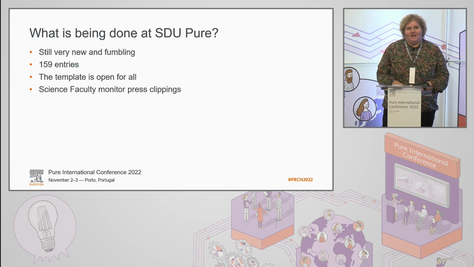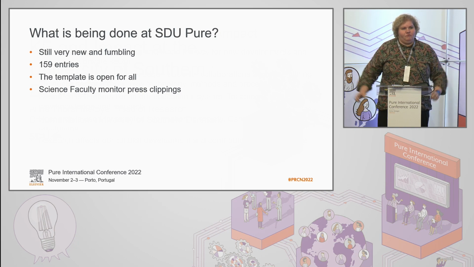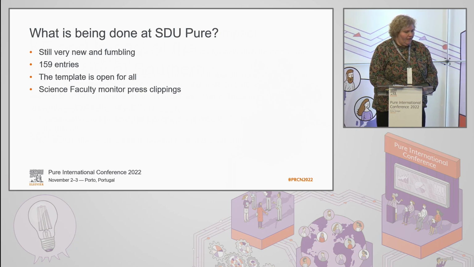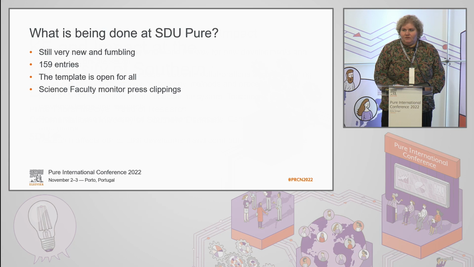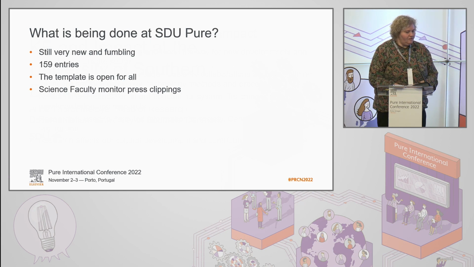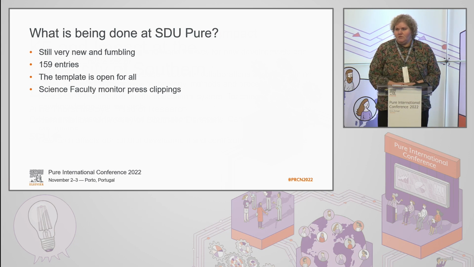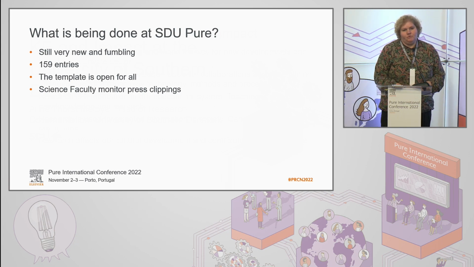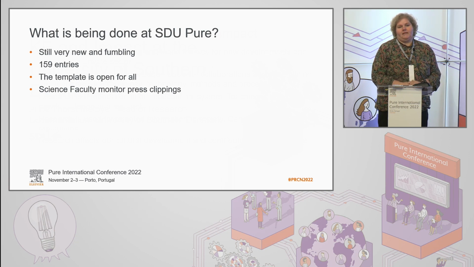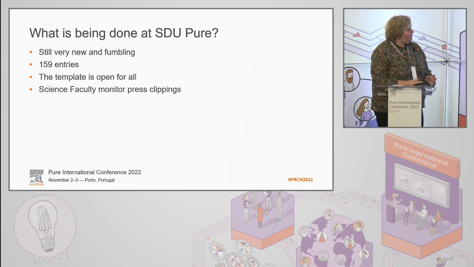We have 160 entries, and I looked over them, and they vary in every direction. Anybody can go in and create an entry. But mainly it's research support officers, and it's mainly from our science faculty, where there's a person sitting there every morning, monitoring their press clippings, and saying, I think this is impact, and then they make an entry in Pure. But then there are also some researchers popping things in.